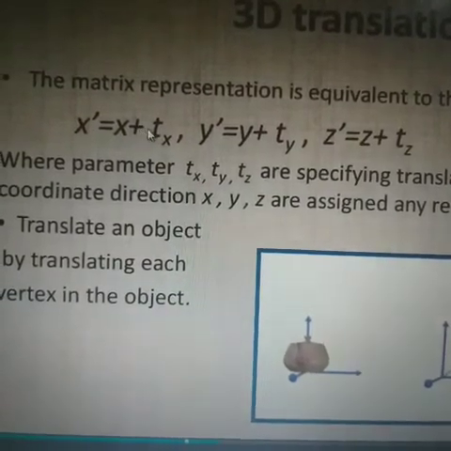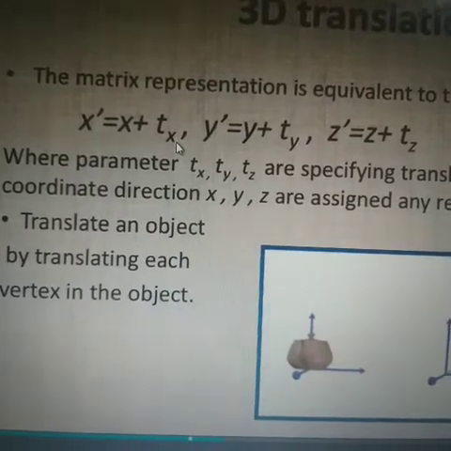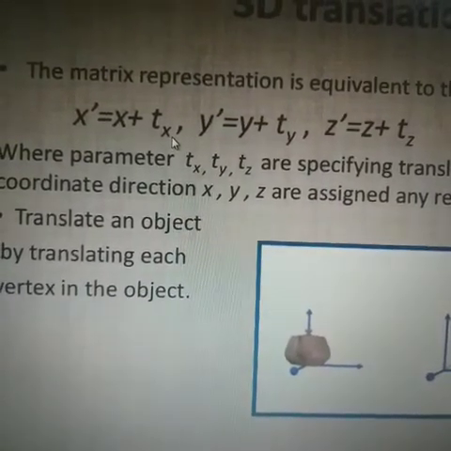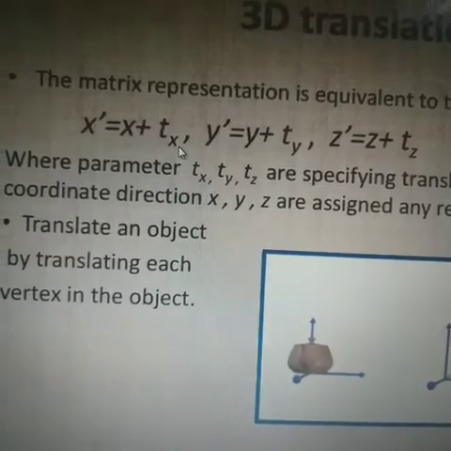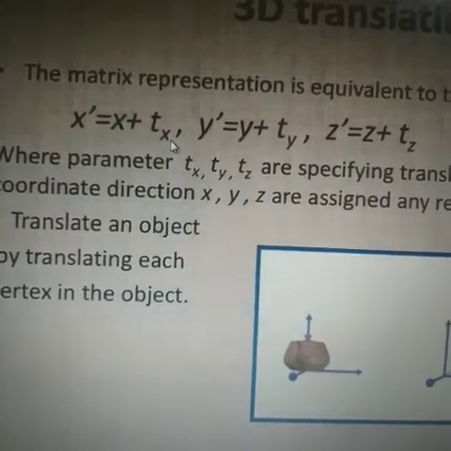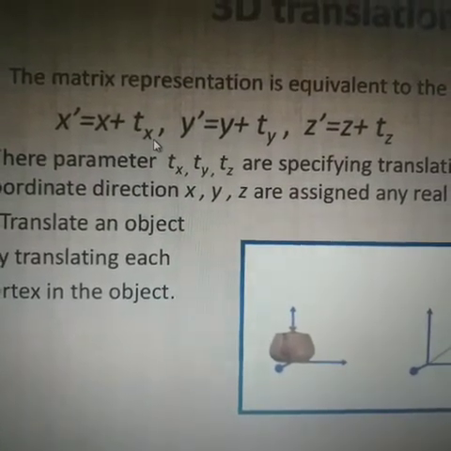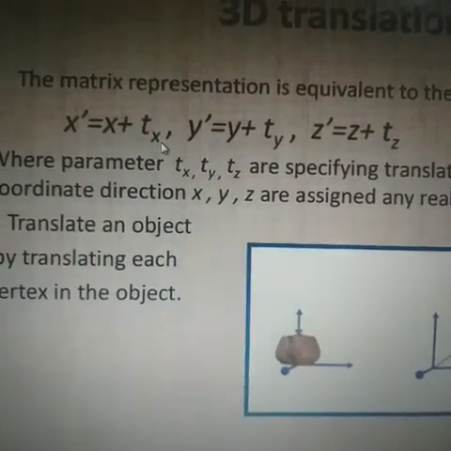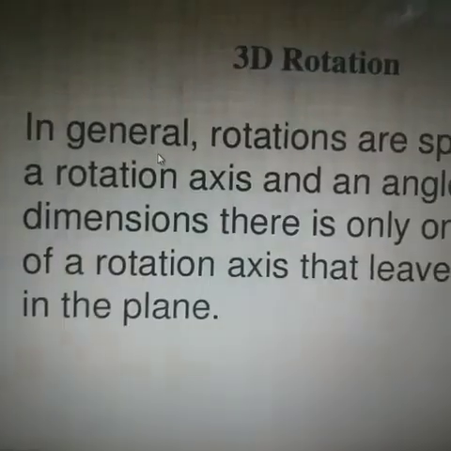X dash equals x plus tx. Tx is the translation vector which will be given numerically, meaning how much you want to translate along the x-axis, y-axis, and z-axis. Add that to the original x, y, and z values, then we can easily calculate the new points for the x, y, and z coordinates. Next we have the rotation.